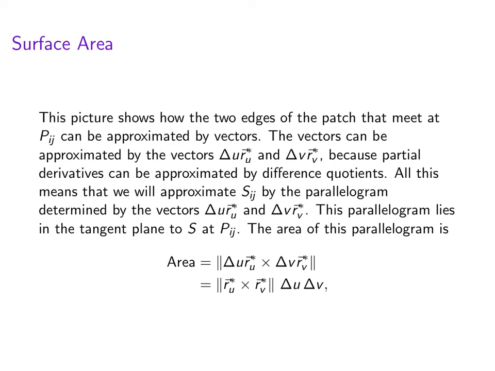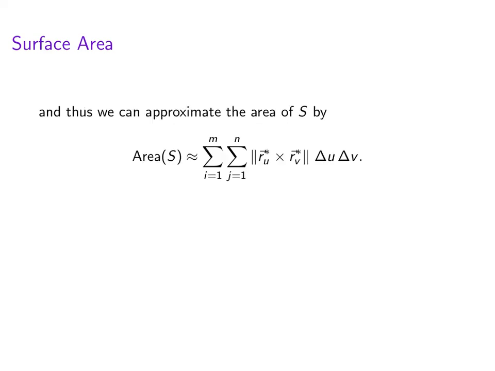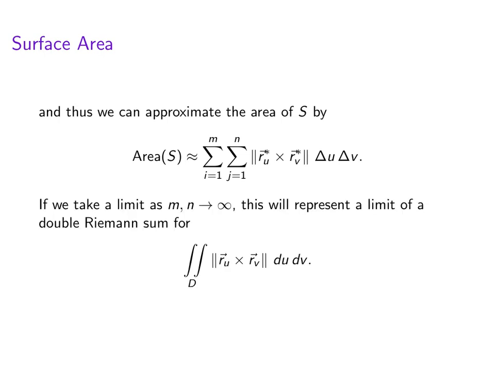Well, we know how to compute the areas of parallelograms. We just take the magnitude of the cross product. And that gives us a very nice formula for the area of this parallelogram. So it's the length of r_u star cross r_v star times delta u delta v. And so if we want to approximate the total area of S, we can do so by summing all of these. And this is a double Riemann sum. And if we take a limit as m and n go to infinity, what we get is a limit of a double Riemann sum. And that tells us that the area can be represented by the integral that you see here.